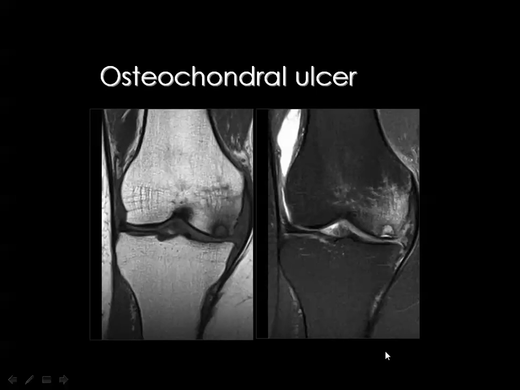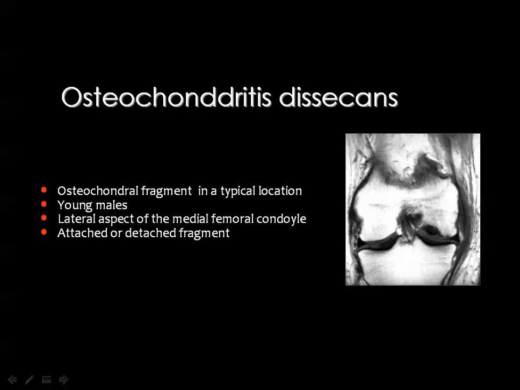Osteochondral ulcer is a lesion affecting the chondral bone as well as the articular cartilage as well as the subchondral bone. And this ulcer may be associated with evident bone marrow edema, as you can see here, low signal in the T1 and high signal in the T2 weighted image.